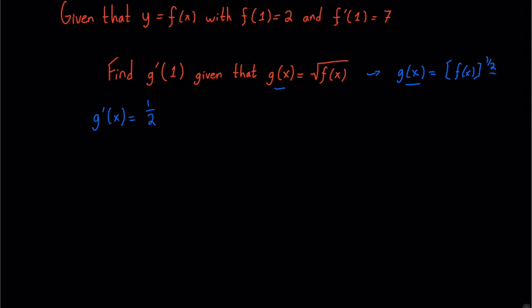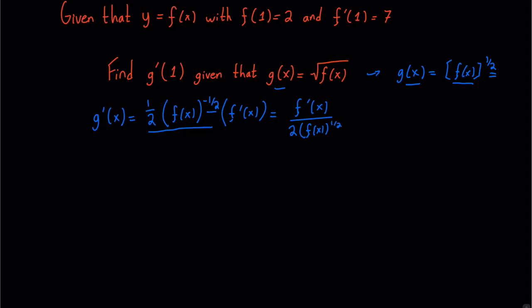So we bring the 1/2 out front. We're going to multiply it by f of x to the power of 1/2 minus 1, which is negative 1/2. Then times the derivative of the inside, which is f prime of x. So now we're going to simplify this to make it a little easier to understand again. Take f prime of x, and then we're going to bring this down to the denominator. So we have 2 times f of x to the 1/2, and since the exponent was negative originally, it's now positive because we brought it to the denominator.